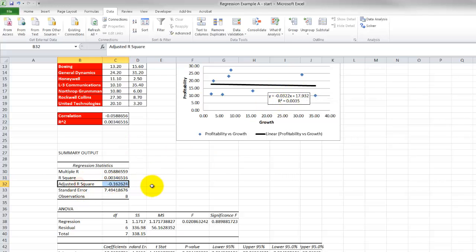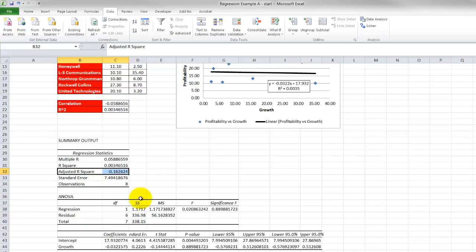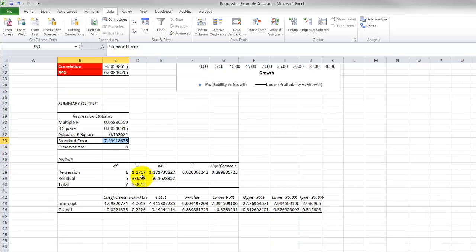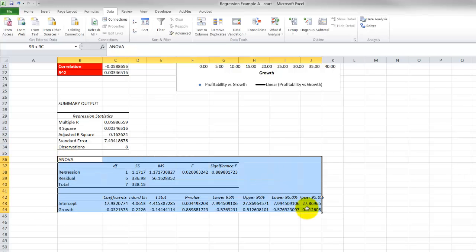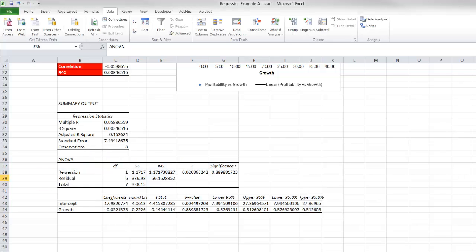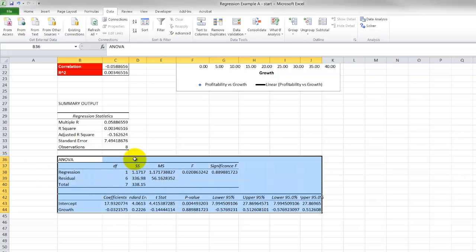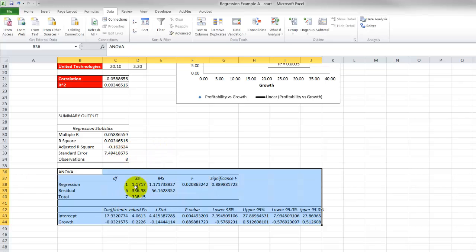We have the adjusted R squared, which is a topic for another day, standard error, something we're familiar with, and of course observation numbers, sample size. And then we have our ANOVA table. This is really the most important portion of the analysis. And what we want to do is first just review what regression means.